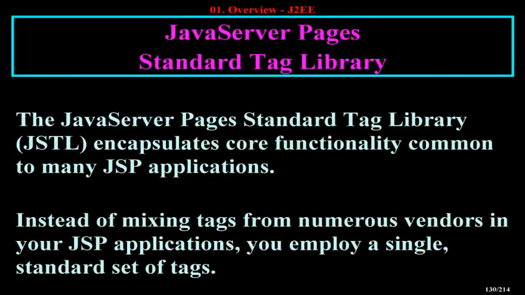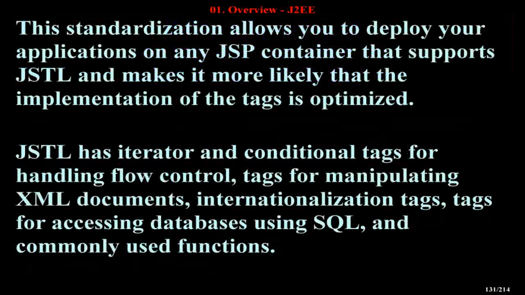JavaServer Pages Standard Tag Library. The JavaServer Pages Standard Tag Library (JSTL) encapsulates core functionality common to many JSP applications. Instead of mixing tags from numerous vendors in your JSP applications, you employ a single, standard set of tags. This standardization allows you to deploy your applications on any JSP container that supports JSTL and makes it more likely that the implementation of the tags is optimized.